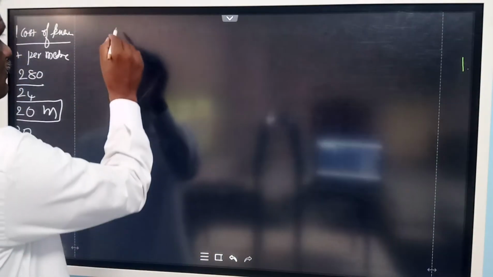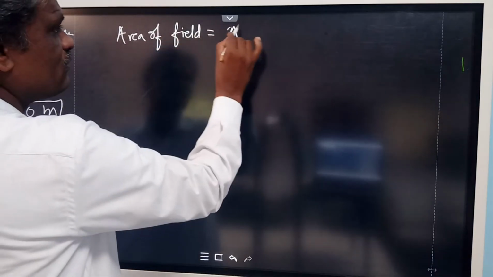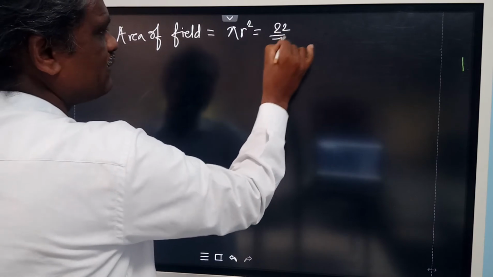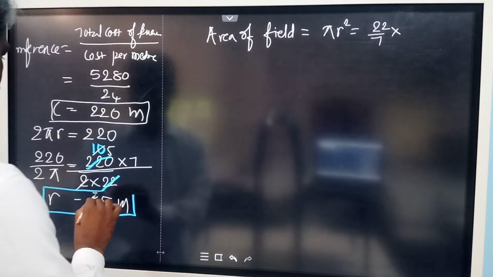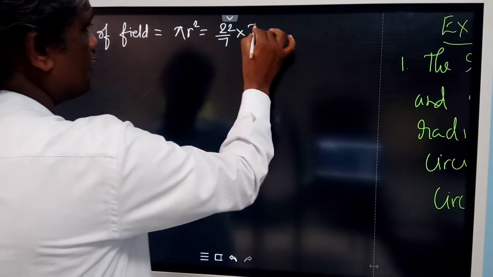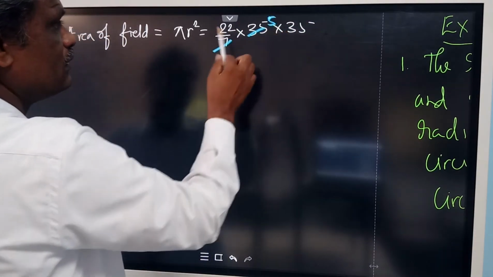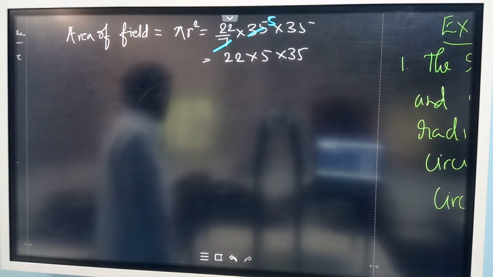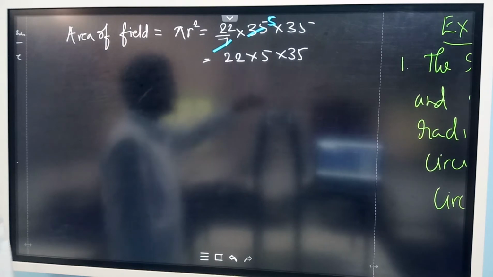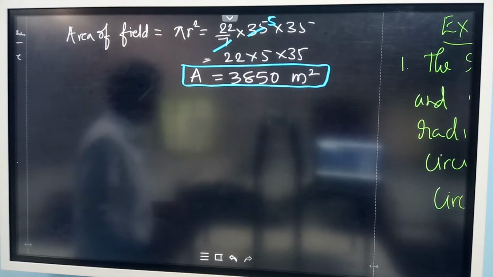So the area of the field is equal to pi r square. You can write 22 by 7 into the radius you calculated, that is 35, 35 square, that means 35 into 35. 7 fives are 35. So if you multiply 22 into 5 into 35, what is the area of the field you will get? Multiply and tell me the answer. 22 into 5 into 35 gives you 3850 meters square.